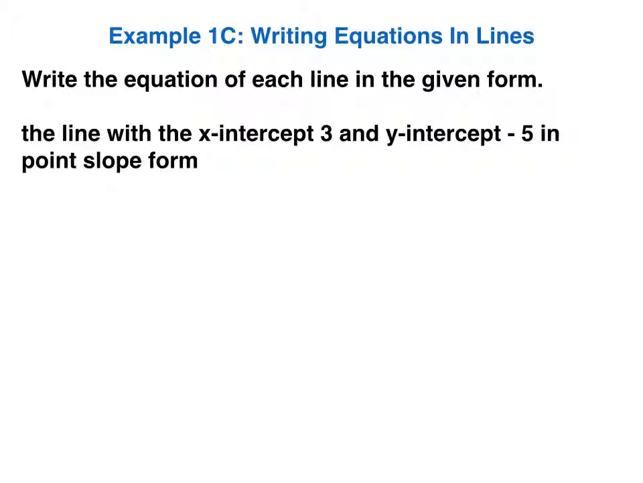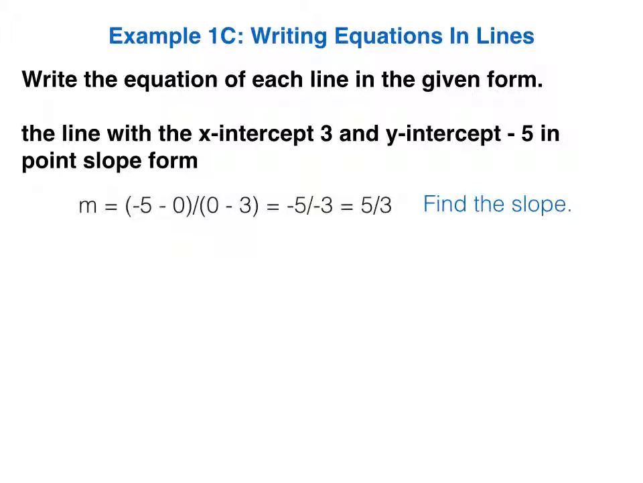Write the equation of each line in the given form. The line with the x-intercept 3 and y-intercept -5 in point-slope form. Find the slope. First, we take the slope y2 minus y1 over x2 minus x1. So we get -5 minus 0 in the numerator, 0 minus 3 in the denominator, which is -5 divided by -3. And since a negative divided by a negative is a positive, we get a positive 5/3 as the slope.